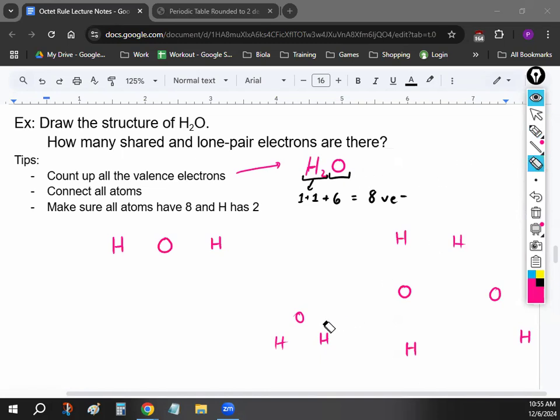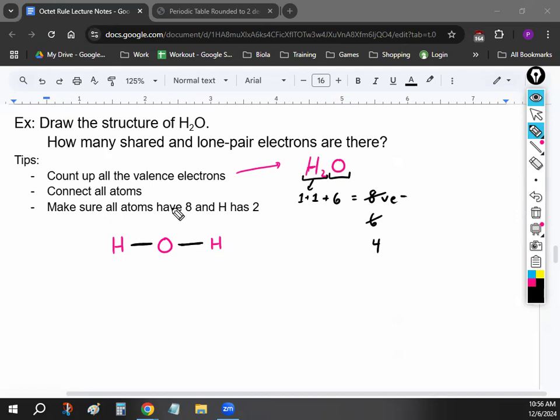All right. So let's connect the atoms together. If you guys remember, O is in the middle, which means H is going to connect with the O. So I drew one line. If I draw one line, how many electrons am I using? 2. So now we use 2, so we have 6. Okay, we have to connect this one as well. So I draw another line. That's 2 more electrons, and now I have 4.